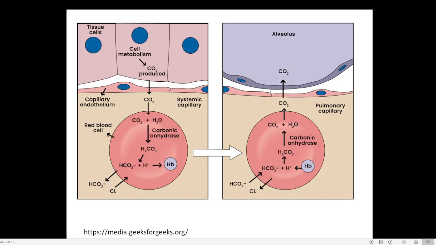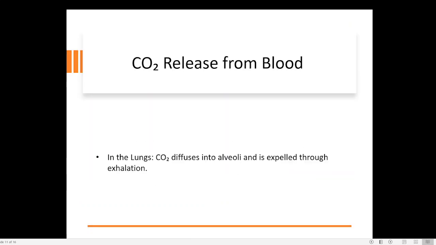So here you can see that if one negatively charged bicarbonate ion is moving out, one negatively charged chloride ion will be entering. That means overall the charge will be balanced or neutral. That is the mechanism of the chloride shift, the shifting or transportation of chloride. So if 10 bicarbonate ions are exiting from the RBC, 10 chloride ions will be entering into the RBC, and this process is known as the chloride shift.